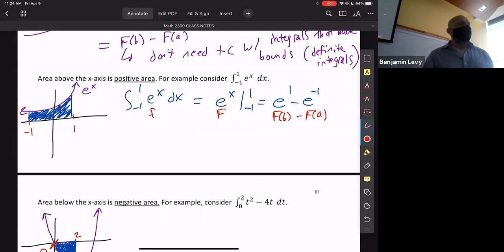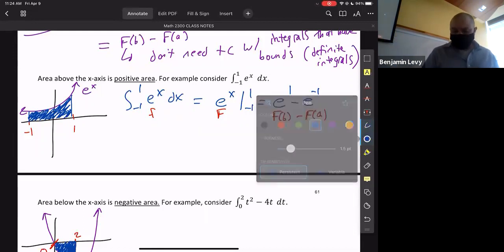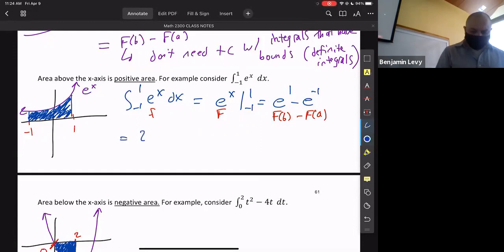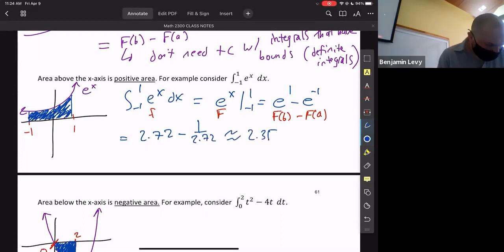So look, okay. And e is a number. Don't ever forget that, right? E is a number, so we can use our calculator to get a number out of this. E is about 2.72, right? So it's like 2.72 minus 1 over 2.72 or something. If you had a calculator, we can figure that out. I did ahead of time, and this ends up being about 2.3435.